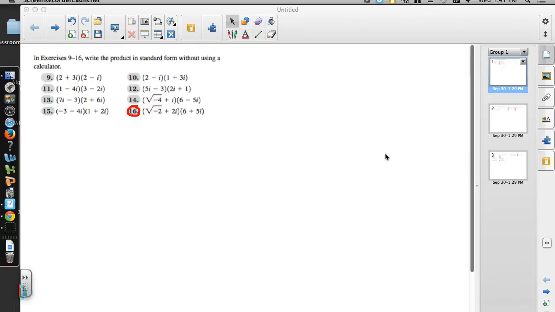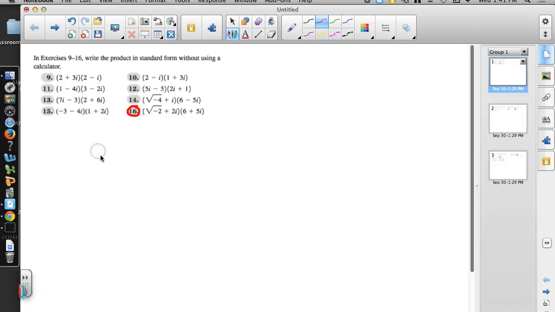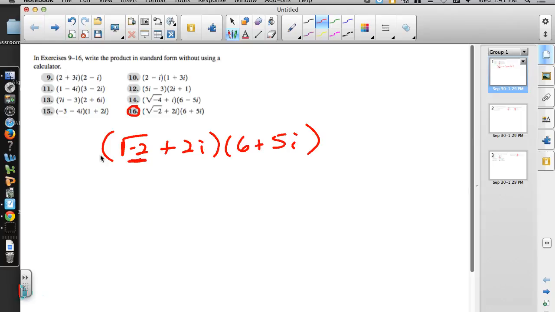The frequently asked questions for pre-calculus for P6, starting with number 16. And while I'm writing this problem down, I notice that this isn't simplified because this shouldn't be left as a negative in the radical. So what we should change that to is the square root of 2i.